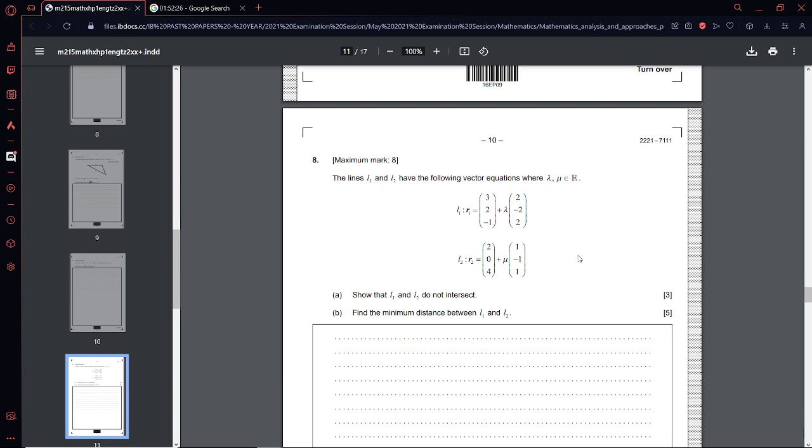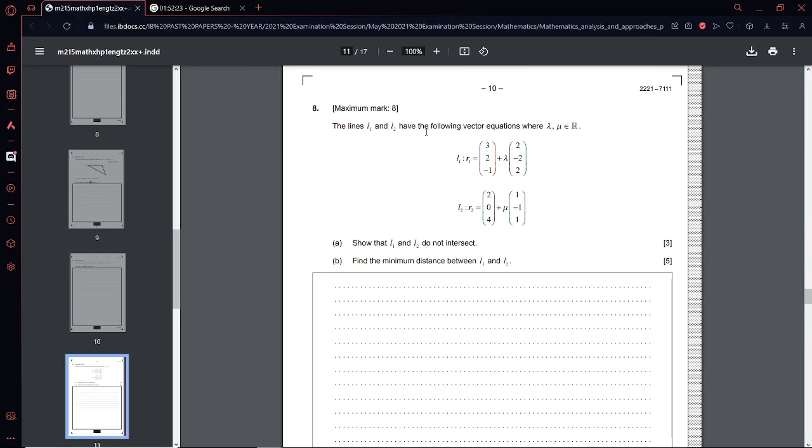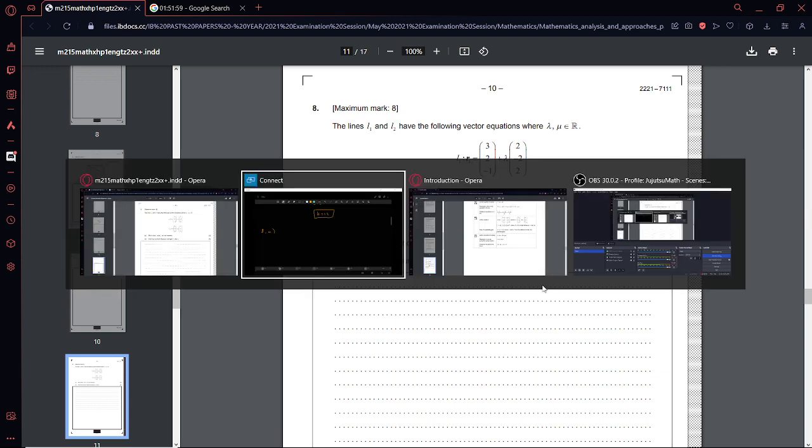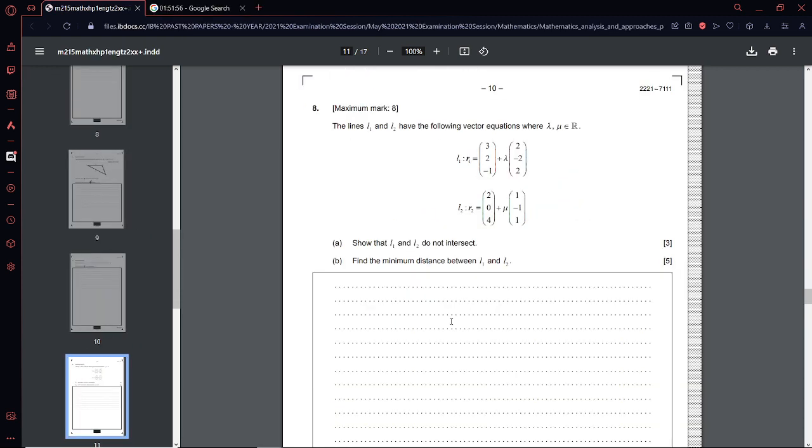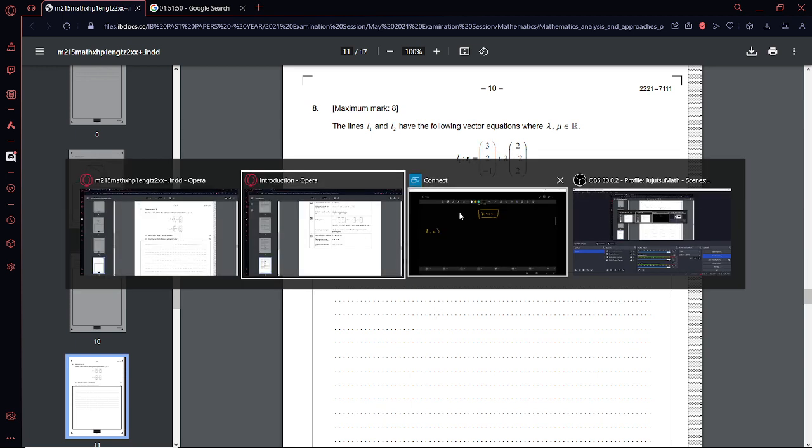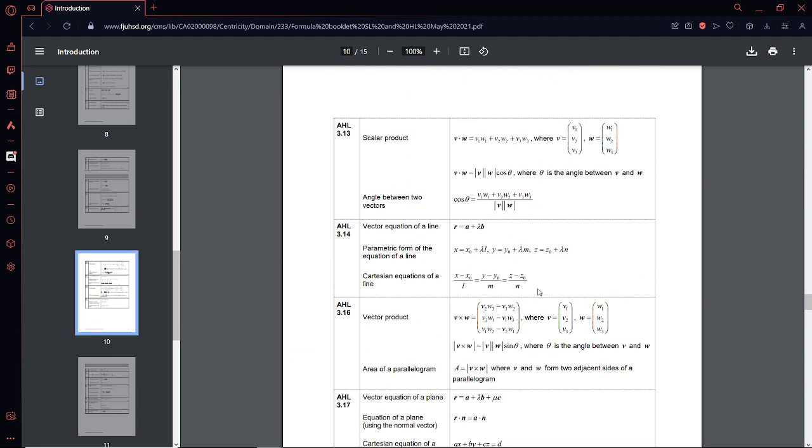Question 8. The lines L1 and L2 have the following vector equations. Show L1 and L2 do not intersect. Shoot. Okay, I don't know vectors and stuff. How do you show that they don't intersect? I can't. I might skip vectors because honestly, I have zero knowledge about vectors. Maybe there's a formula for this? I have this. Does that help? I have no clue.